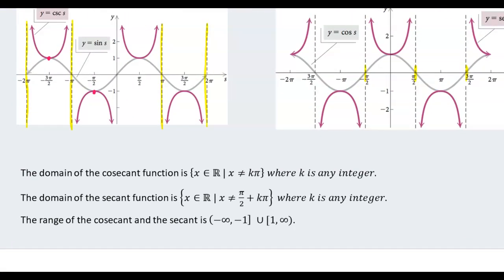Similar to the tangent and the cotangent, we define their domains as all real numbers, but then removing these sets of asymptotes and writing them in this form. And then the range is going to be everything below -1 and everything above 1. So that whole area in the middle of the graph is not included.